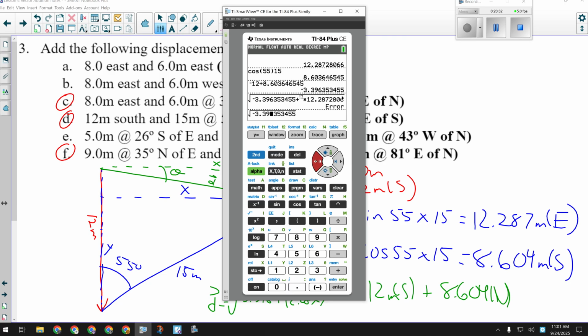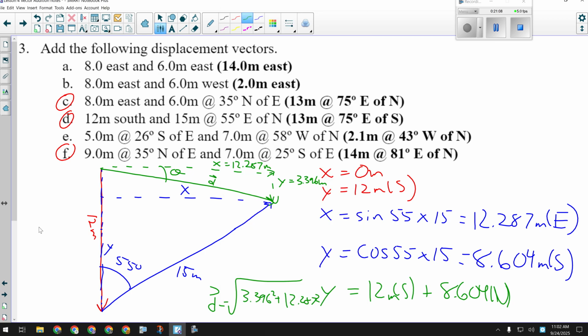Whew. All right, that seemed like a lot of work to get that number. 12.748. Okay, so this is 12.748 meters.